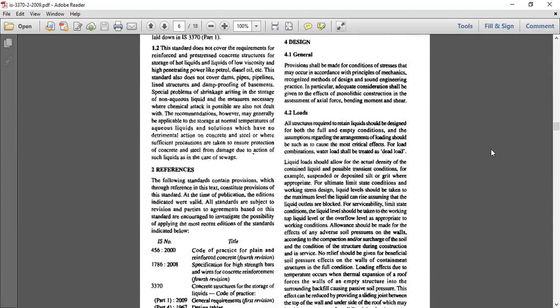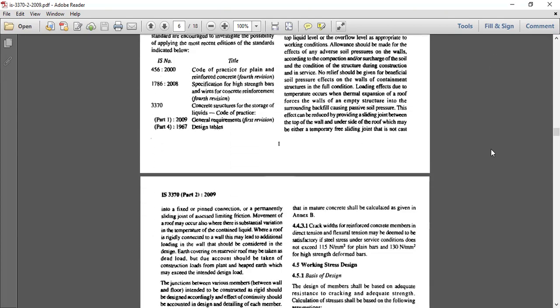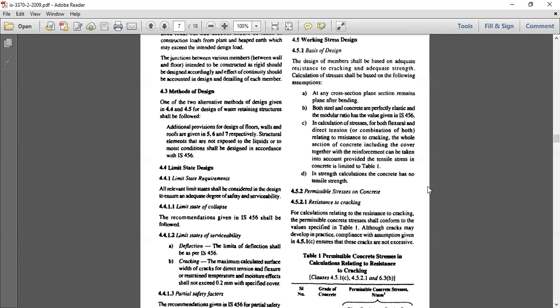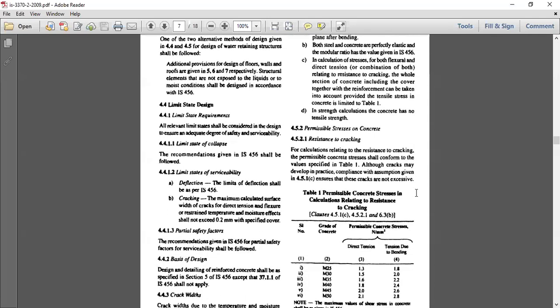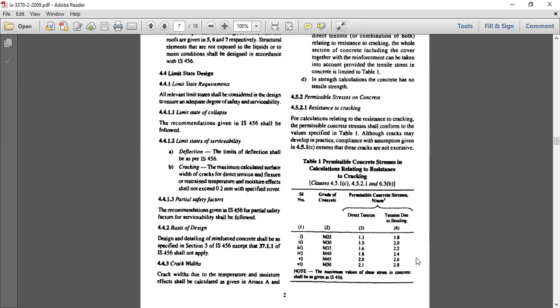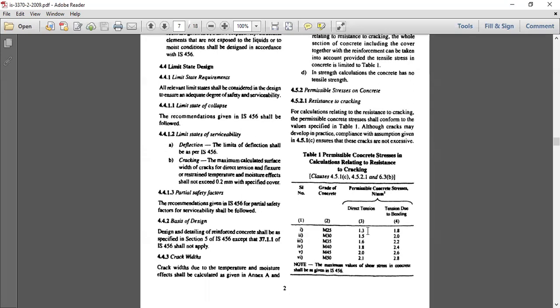Okay, so now let us understand what do we require from this code. So what do we require from this code? Basically these values we will require from this code. So basically you will have to remember these values.